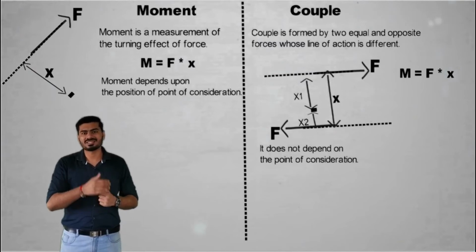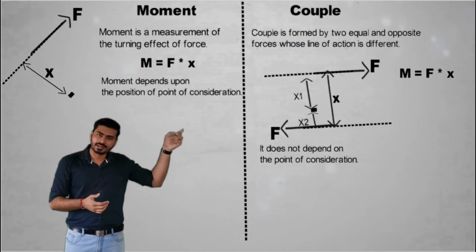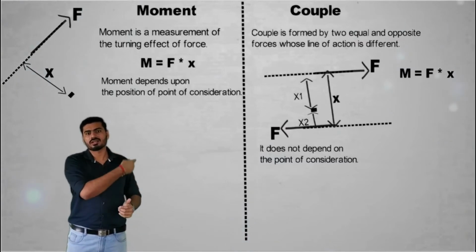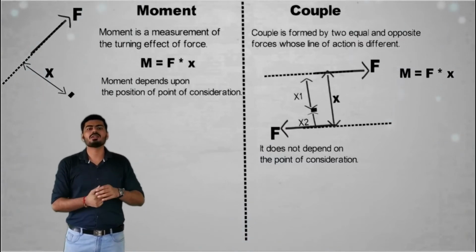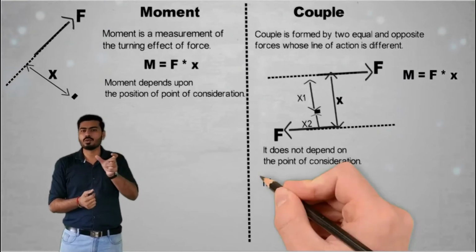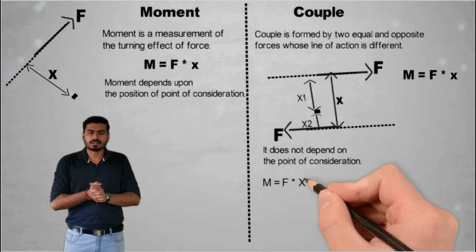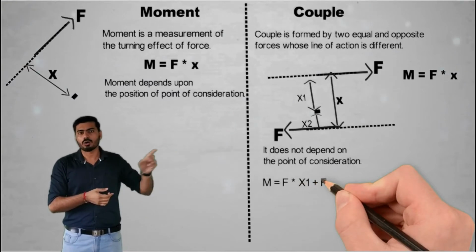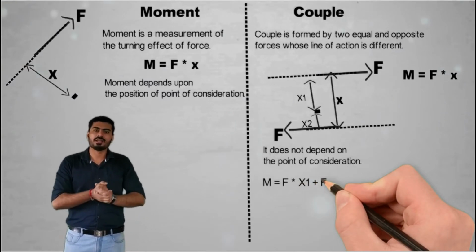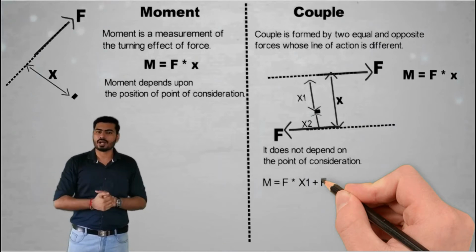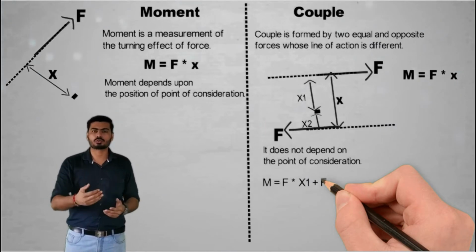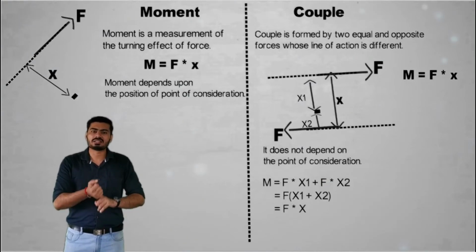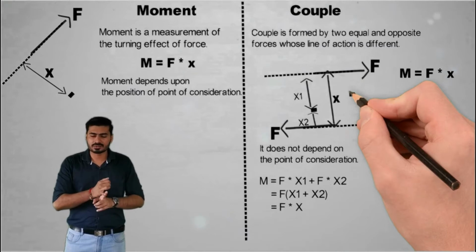Here the upper force is F, and the perpendicular distance is x1. It will try to rotate it in the clockwise direction, and that's why we will consider it as positive F into x1. Now, another force is the lower force. This lower force will also try to rotate in the clockwise direction, so if we apply the equation of moment, that is F into x2, in a clockwise direction. That's why we have considered both with the positive sign.